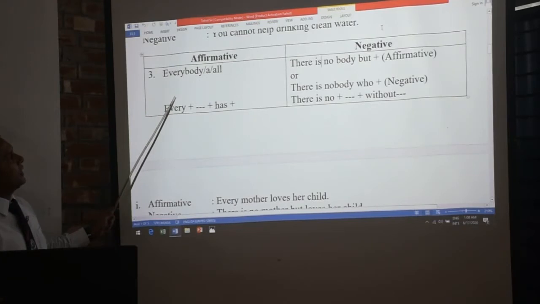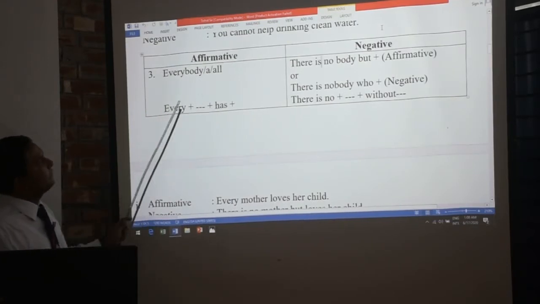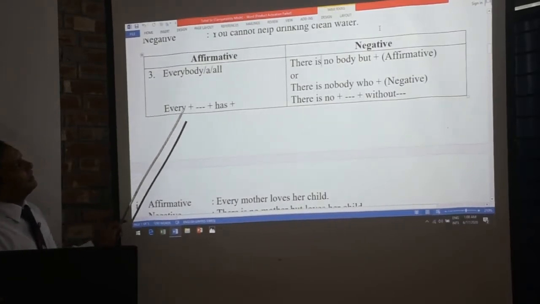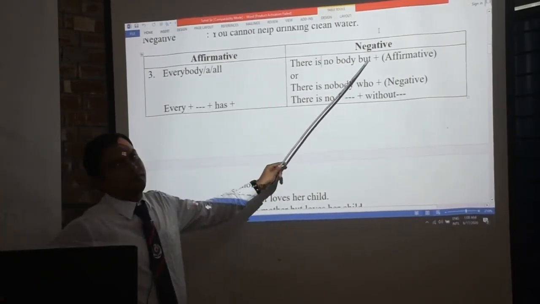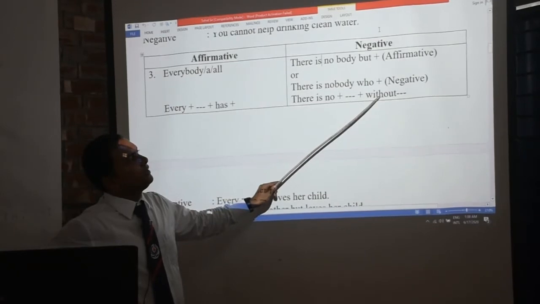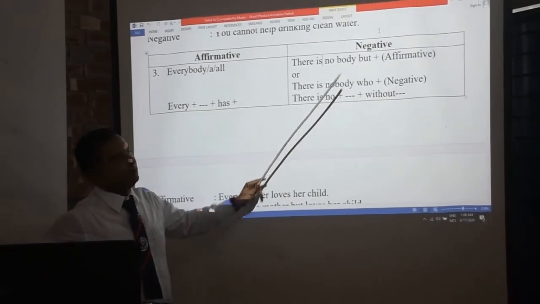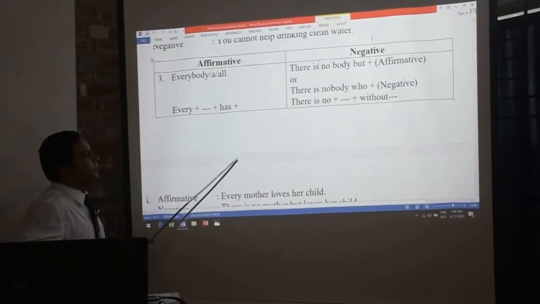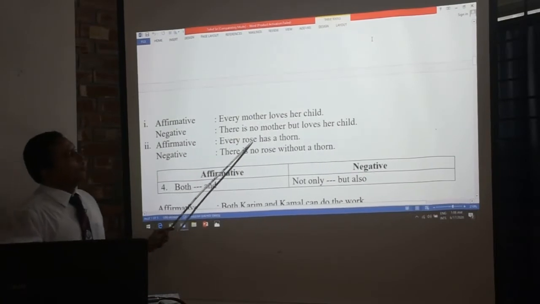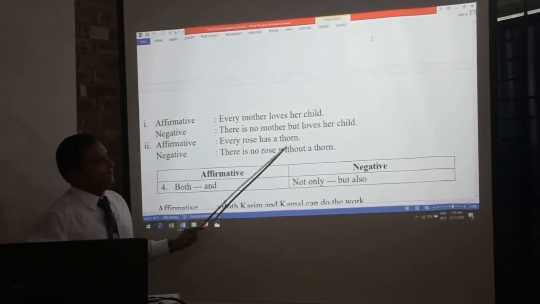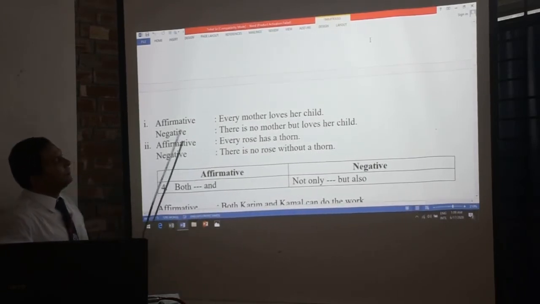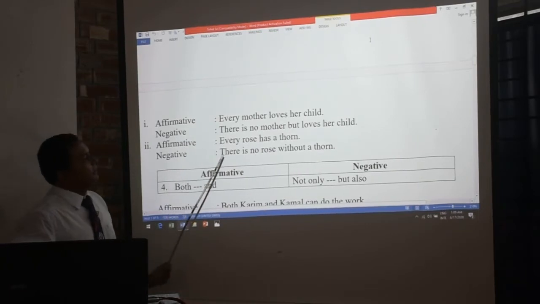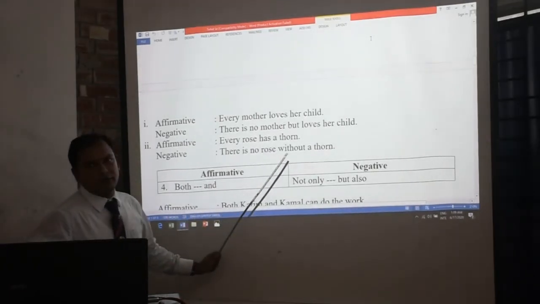Again, if you see "has" after "every" in any sentence, you have to use "without" instead of "but." See an example. Every rose has a thorn. Here, after "every," there is "has," so you have to use "without." The negative form will be: There is no rose without a thorn.